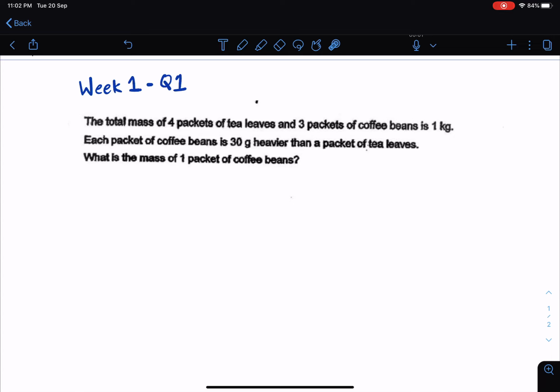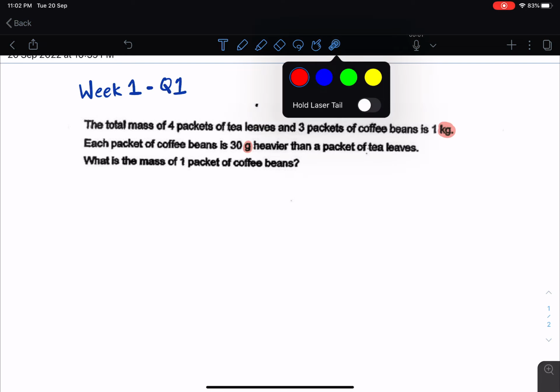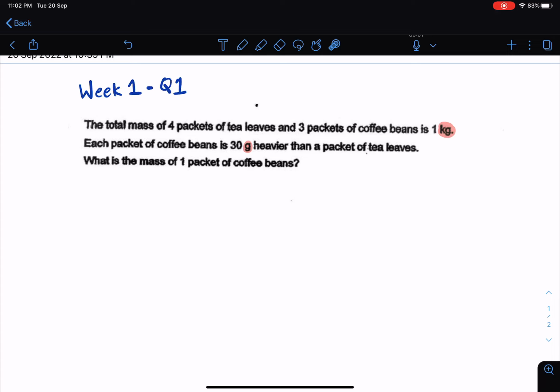Okay, so first sentence. The total mass of 4 packets of tea leaf and 3 packets of coffee beans is 1 kg. As if I'm the student, if I look at the question, I need to take note of the unit. So over here is kg. Next sentence. Each packet of coffee beans is 30 gram heavier than a packet of tea leaf. So here, you notice the unit is different now? The first unit that they used was kg and now it is gram. So remember, we will have to convert them into the same unit afterwards, alright?